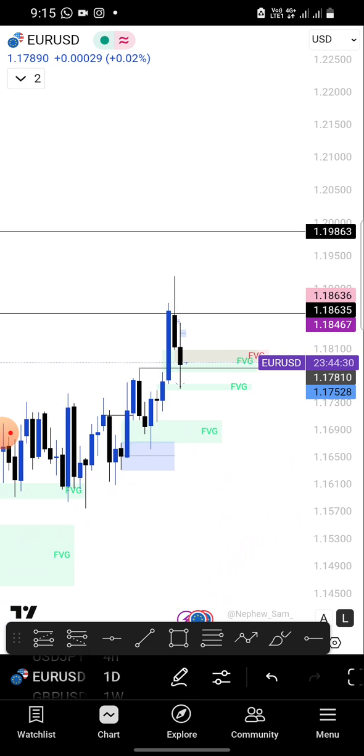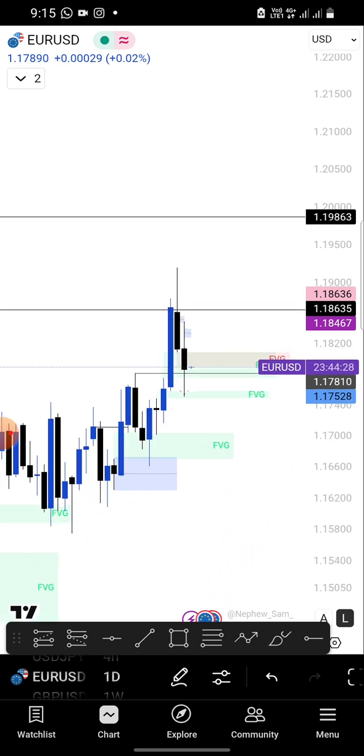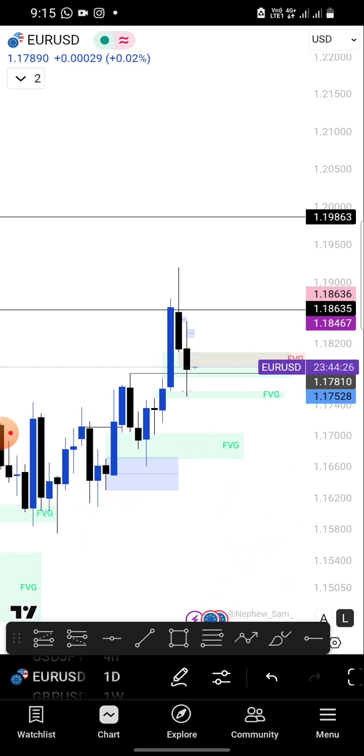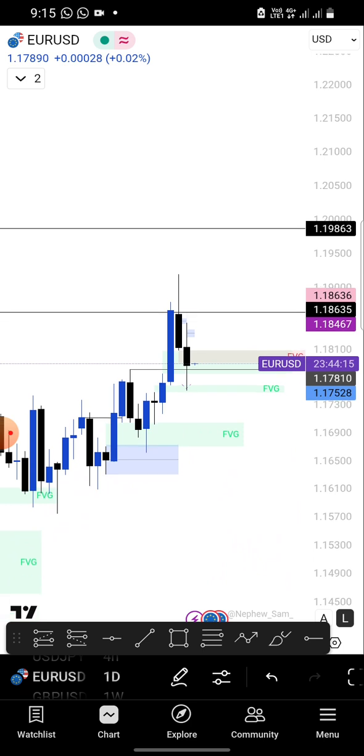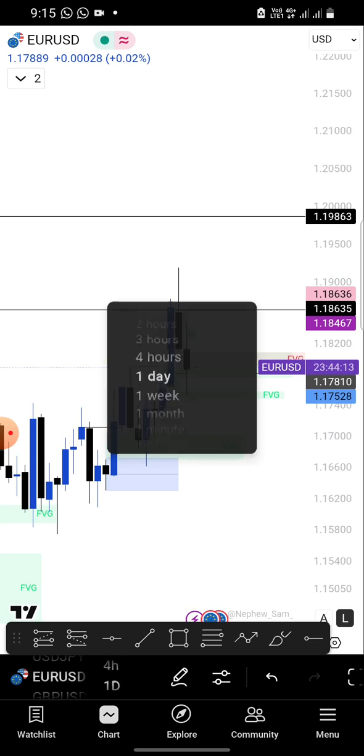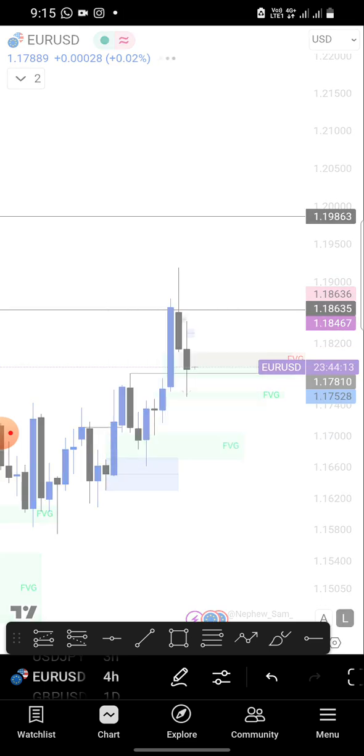Shout out to Chris. Okay, so after I marked out the target, the order block and everything, I had only one job, that's patience. I waited for about 3 or 4 days for price to mitigate the order block. So before price mitigated the daily order block, I went down to the 4-hour time frame.